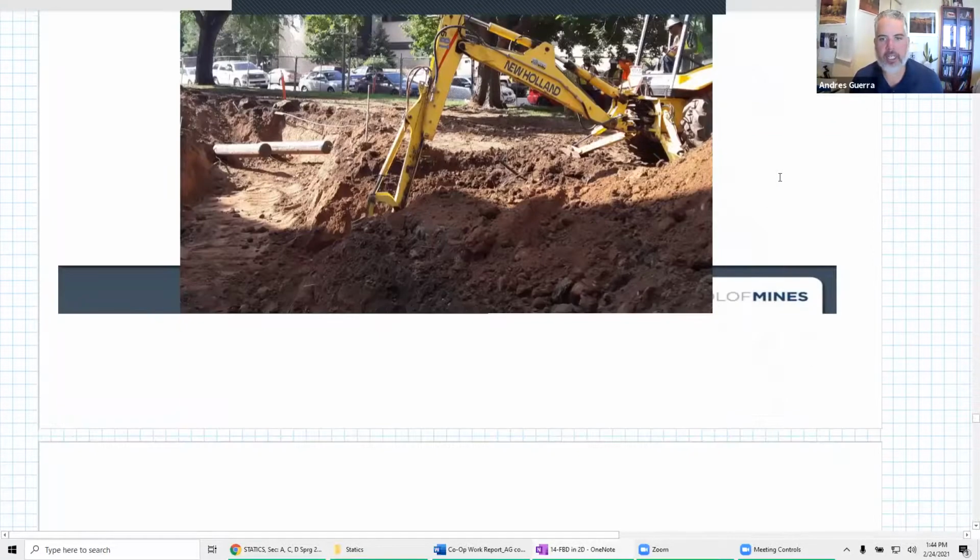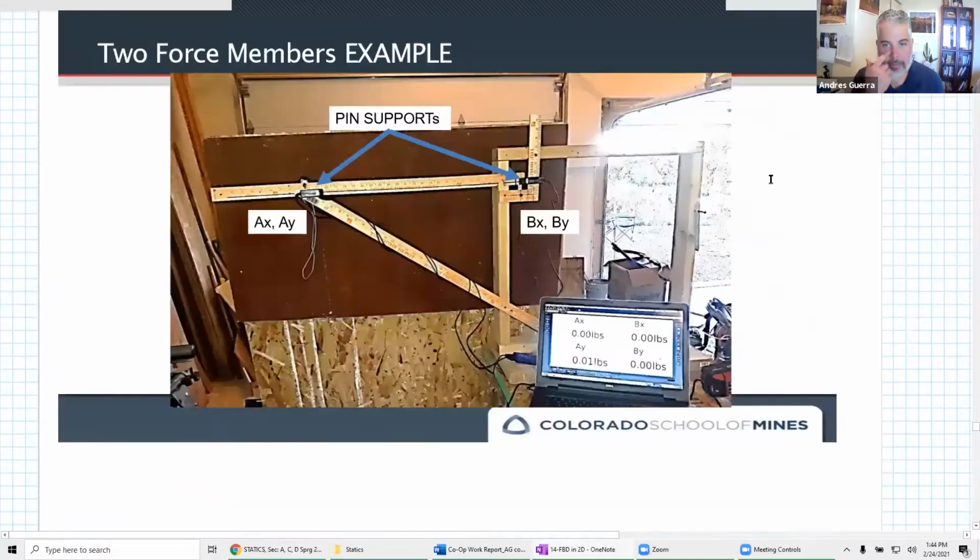And I have a little demo I set up in my garage. I have these load cells, and the load cells are measuring the force in this yardstick up here. So I'll measure AX there, then that's the AX and AY applied to that yardstick. And then I'll measure BX over here, and I'm measuring those there. And those are both pin supports.